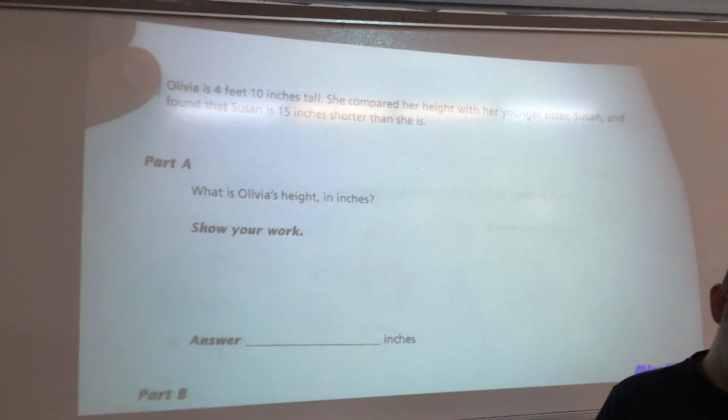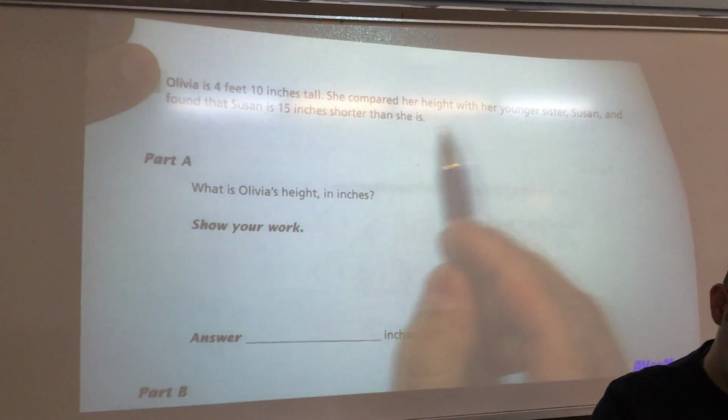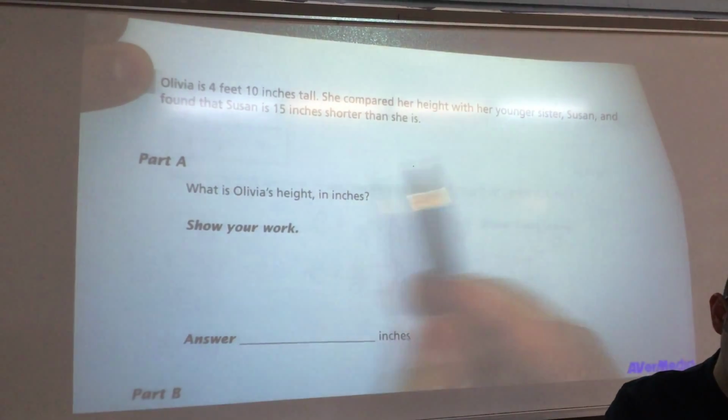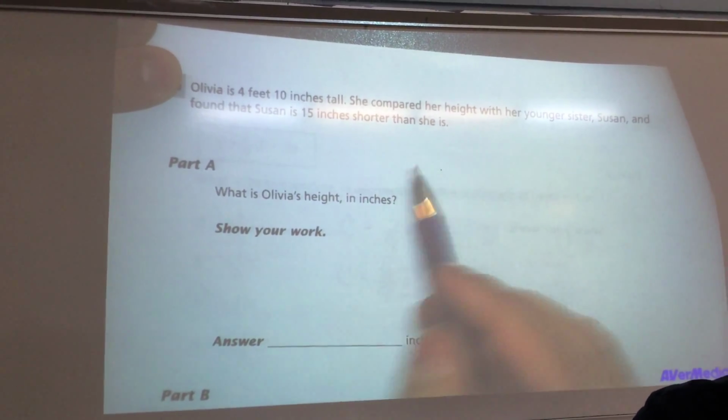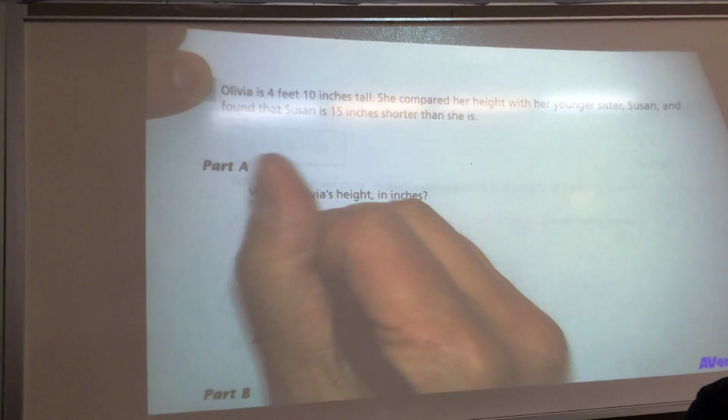Olivia is 4 feet 10 inches tall. She compared her height with her younger sister Susan and found that Susan is 15 inches shorter than she is. What is Olivia's height in inches?